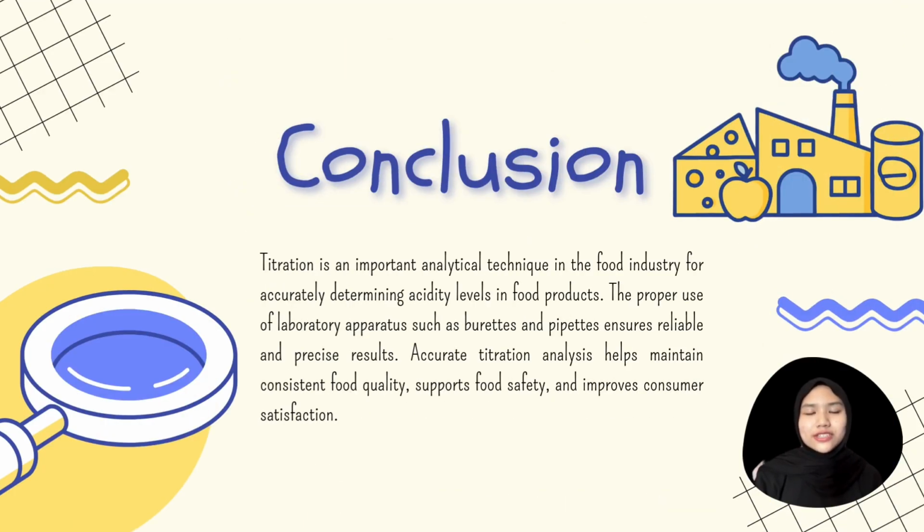In conclusion, titration is a valuable analytical technique widely used in the food industry for determining acidity levels accurately. The accuracy of titration depends on the correct use of laboratory equipment, especially burettes and pipettes, which help ensure precise measurements and reliable results. The information obtained from titration assists manufacturers in maintaining consistent product quality, meeting regulatory requirements, and ensuring food safety. Therefore, accurate titration analysis plays an important role in producing high-quality food products and enhancing consumer satisfaction.